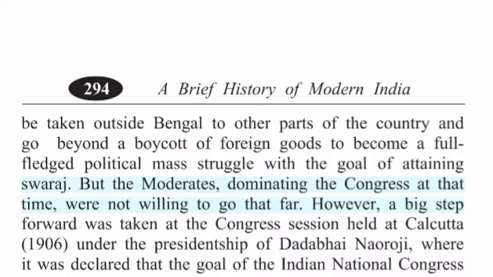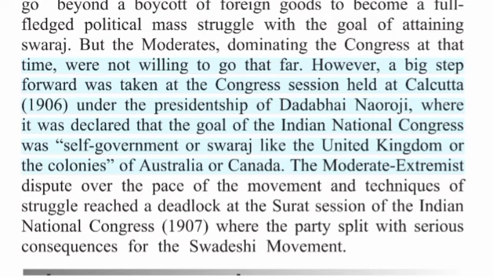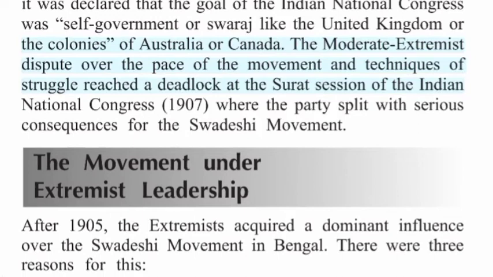However, a big step forward was taken at the Congress session held at Calcutta, 1906, under the presidentship of Dadabhai Nauroji, where it was declared that the goal of the Indian National Congress was self-government or Swaraj like the United Kingdom or the colonies of Australia or Canada. The moderate-extremist dispute over the pace of the movement and techniques of struggle reached a deadlock at the Surat session of the Indian National Congress, 1907, where the party split with serious consequences for the Swadeshi movement.